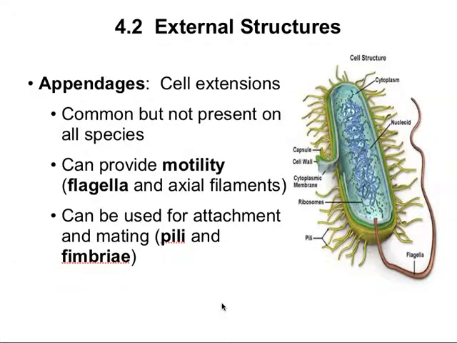In this section, we'll take a closer look at the external structures of prokaryotes. Beginning with the appendages, these are cell extensions. There are two types of appendages. Some are for motility and some are for attachment. Not all species have these appendages, but for those that do, it can provide motility, as we'll see with flagella and axial filaments. Or, as we'll see with pili and fimbriae, they can be used for attachment and mating.